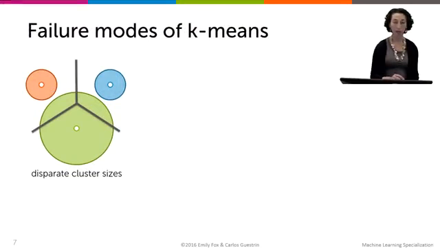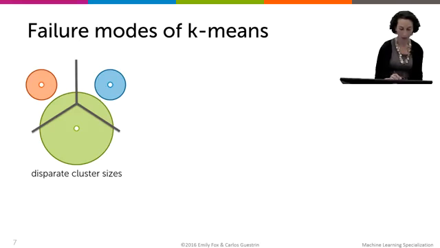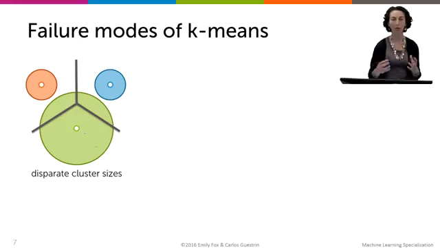One is if the clusters have different spreads to them, especially if they're not very, very well separated. So for example, take the following case where there's these two little orange and blue clusters and one really big green cluster. And when I say big, I don't mean big in terms of the number of data points in the cluster.